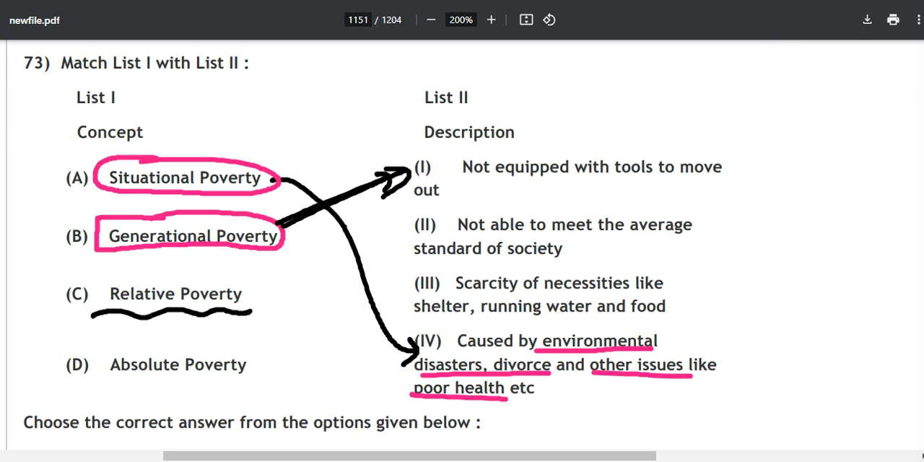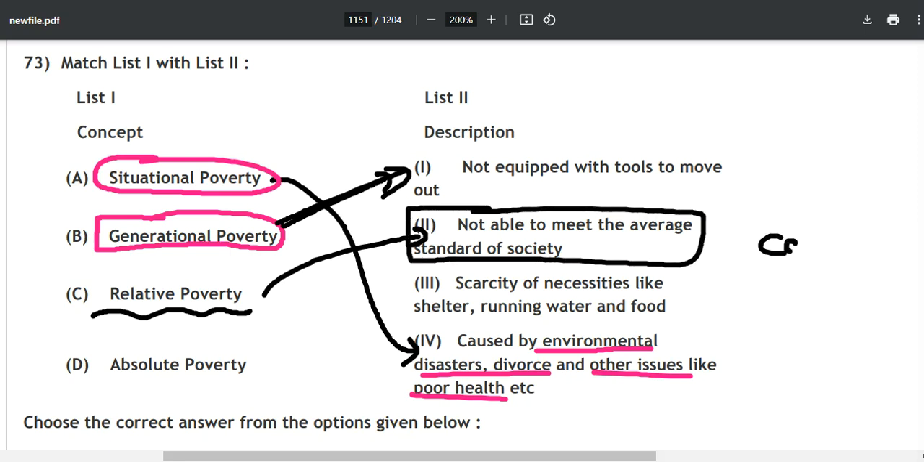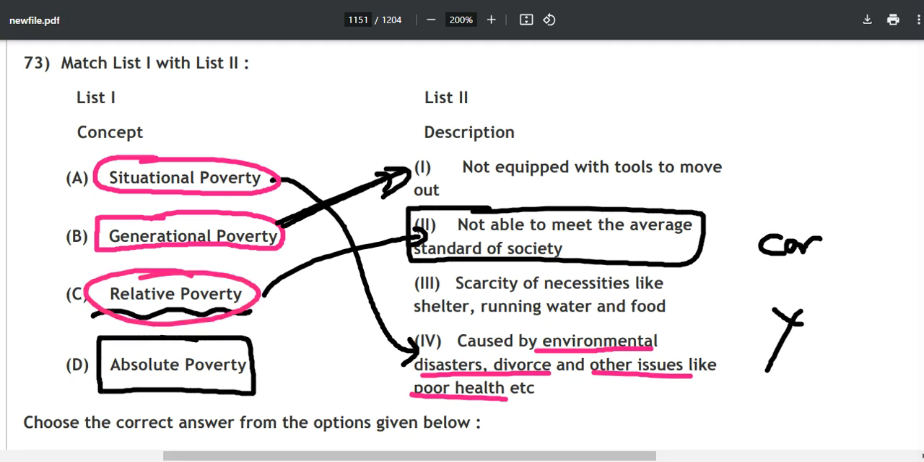Relative poverty. What is relative poverty? Not able to meet the average standard of society. So everybody has a car, but you don't have a car. It means you are relatively poor. Just for this example. And what is absolute poverty? This is very important. It has been a repeated PYQ. PYQ 2019. The same question was repeated about poverty and poverty gap and all those things.